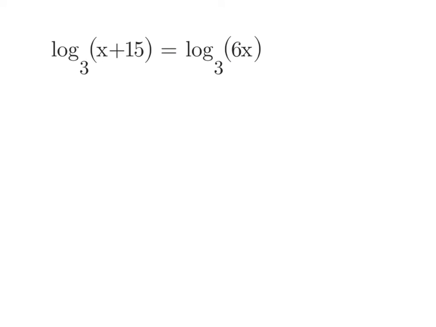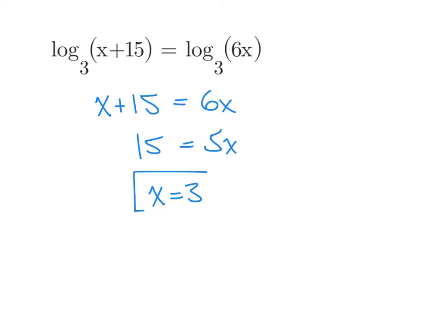So when we have log base 3 of x plus 15 is equal to log base 3 of 6x, since the bases of the logs are the same, that means that the x plus 15 and the 6x have to be the same. Now we just solve it like normal. Subtract x from both sides. Divide both sides by 5, and x will equal 3.